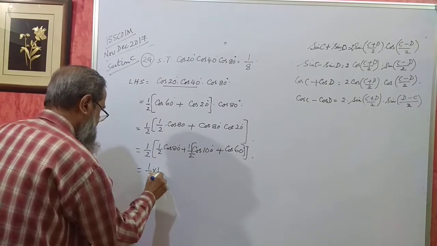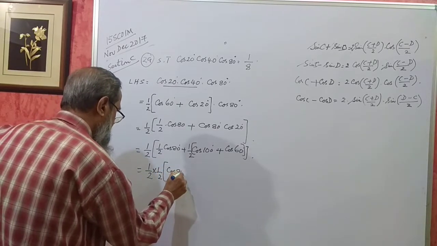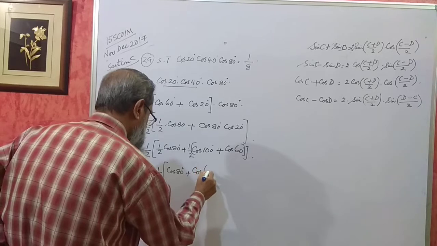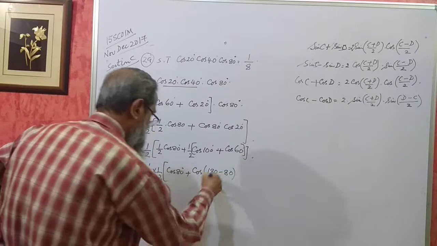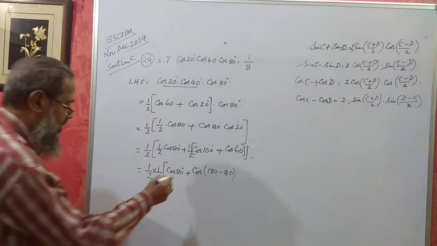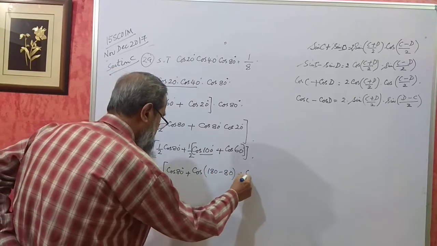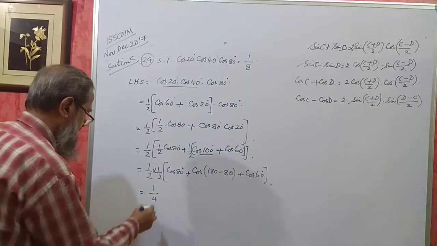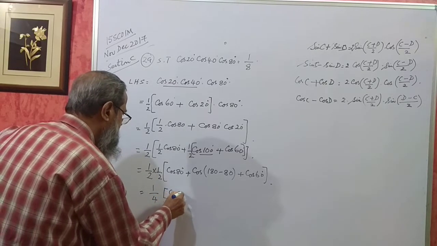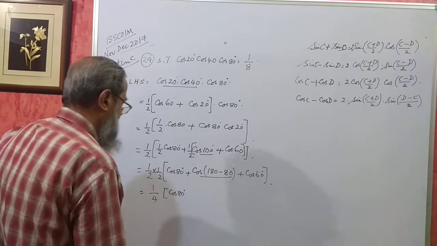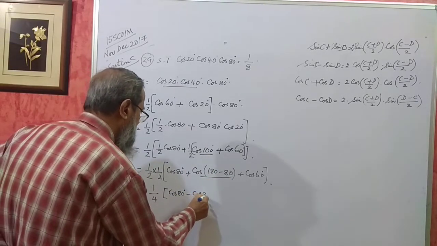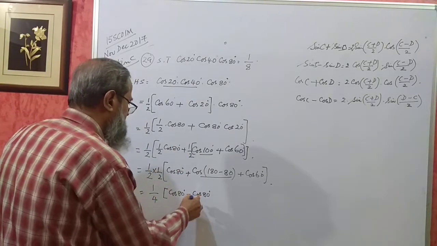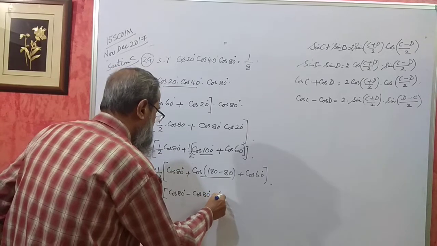So half into cos 80 plus cos 100, which can be written as cos of 180 minus 80. This is allied angles. Again, we are using this cos 100, I have written as cos 180 minus 80, plus cos 60. So this will be 1 by 4 into cos 80. Now, cos of 180 minus 80 will be minus cos 80. Why is it minus cos 80? Because this is in second quadrant. 180 minus 80, 100 is in second quadrant. In second quadrant cos will be negative. So cos 80 minus cos 80 plus cos 60.